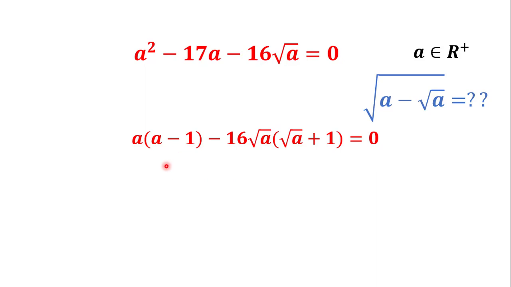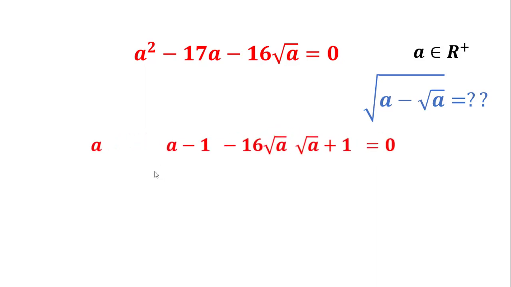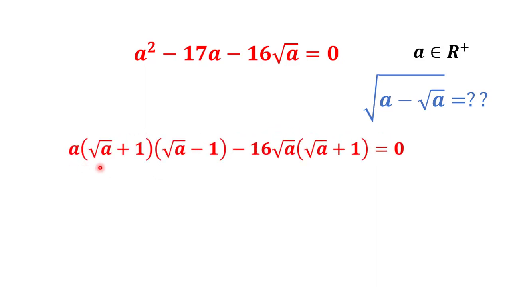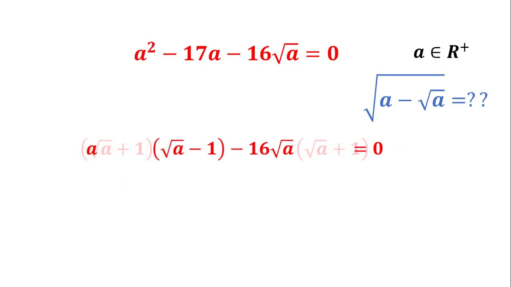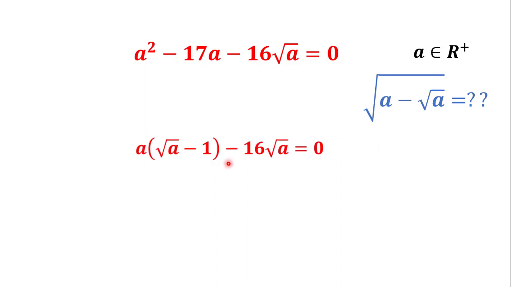A minus 1 equals the product of radical of a plus 1 and radical of a minus 1. So we can write a times radical of a plus 1 times radical of a minus 1. Radical a cannot be equal to minus 1, so we can divide this equation by radical of a plus 1, and we are going to get a times radical of a minus 1 minus 16 times radical of a.